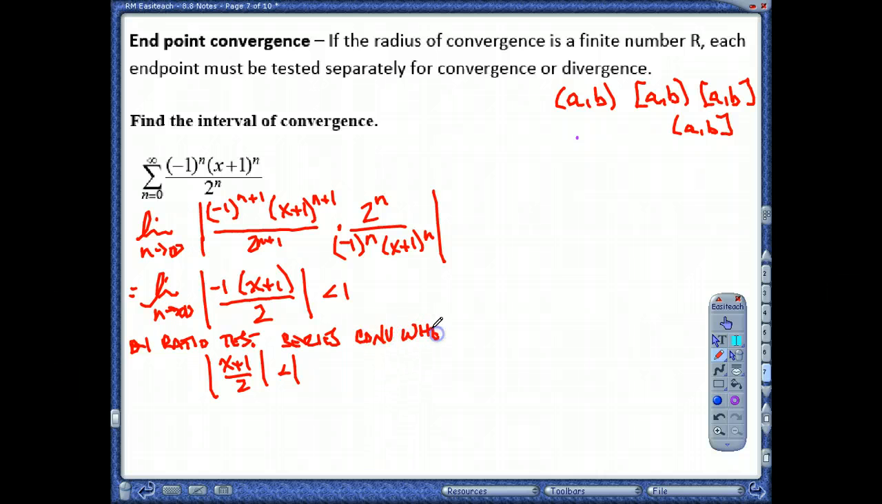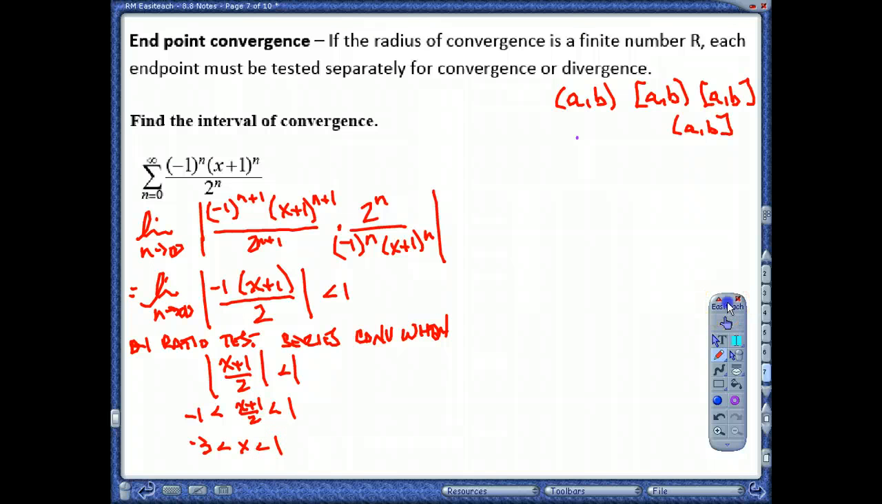when this is true. Okay, well, using our absolute value notation, we know that that means negative 1 is less than x plus 1 divided by 2 is less than 1. If I multiply both sides by 2 and then subtract 1, I'm going to end up with negative 3 less than x less than 1. So that is my starting off point for my interval of convergence.